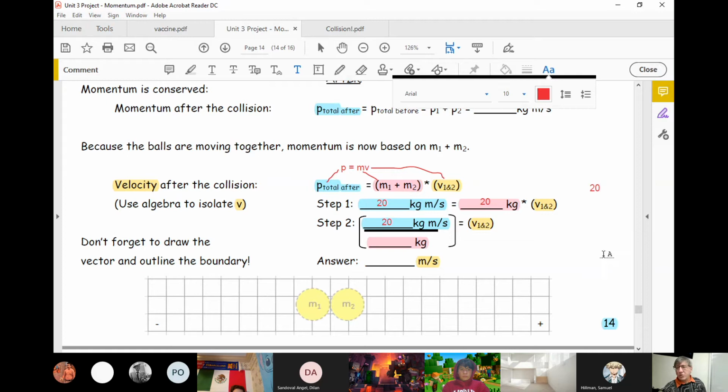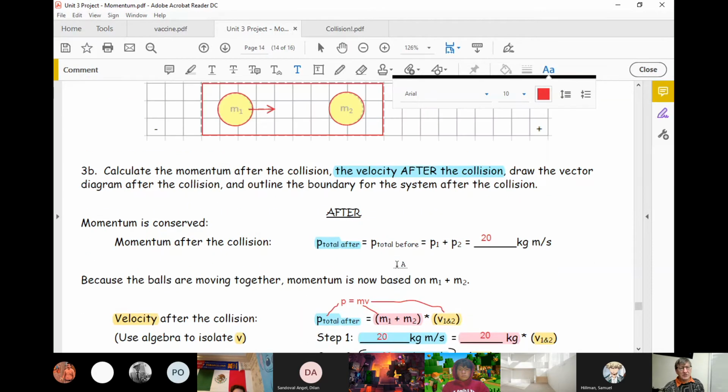So the momentum was 20. The mass also happened to be 20. And that's why I would have preferred to have two different numbers, but that's okay. And 20 divided by 20 equals 1. Is that right? My answer is 1 meter per second. That is my velocity, 20 over 20. 1 meter per second. Let's see if that makes sense.